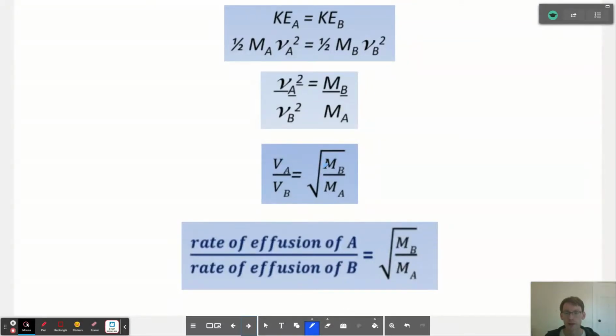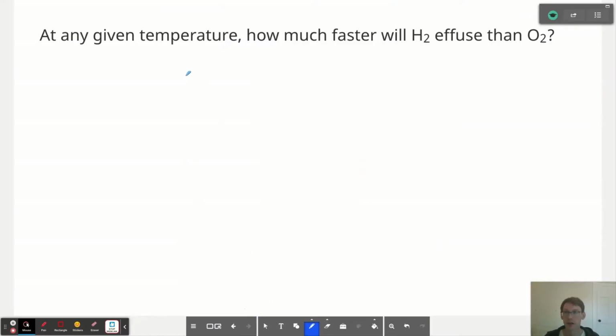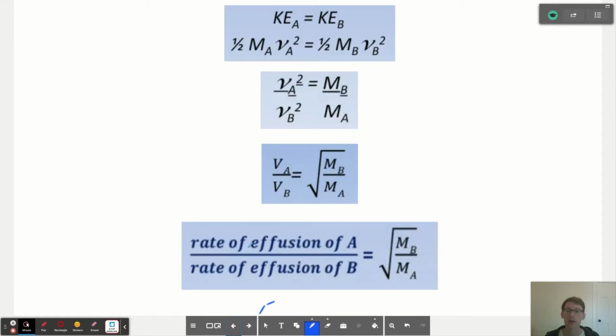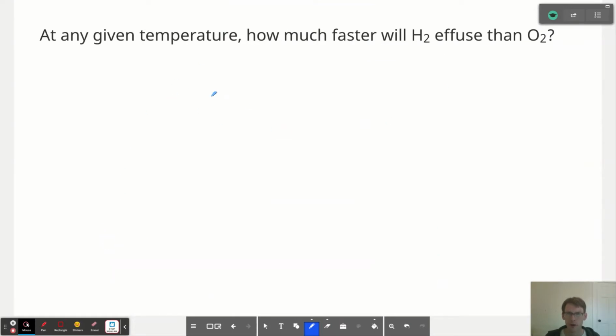And what this eventually brings us to is that the rate of effusion of one gas divided by the rate of effusion of another gas is equal to the square root of the ratio of their masses. What does all this mean? So if we go to the question of, at any given temperature, how much faster will hydrogen effuse than oxygen? We can answer that question using this formula right here.